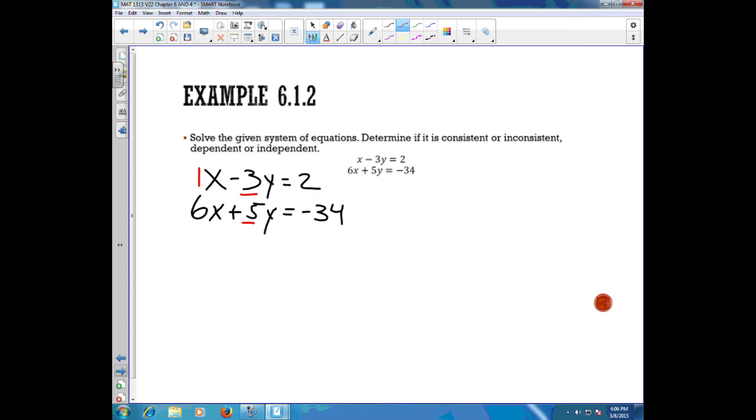So let's do that. We want x to add to 0. We have positive 6 on the bottom. And so we want to multiply the top equation by negative 6. And that's every term. So what we're going to get now for our system, negative 6x plus 18y is equal to negative 12. And then we can just rewrite the second equation.